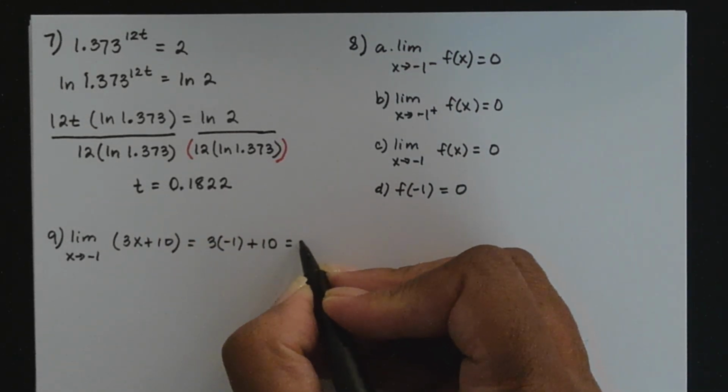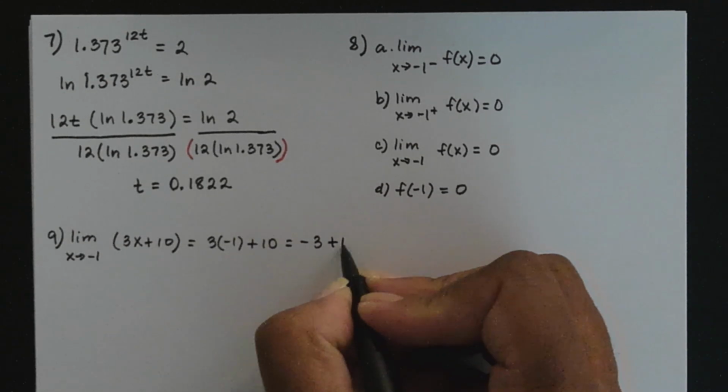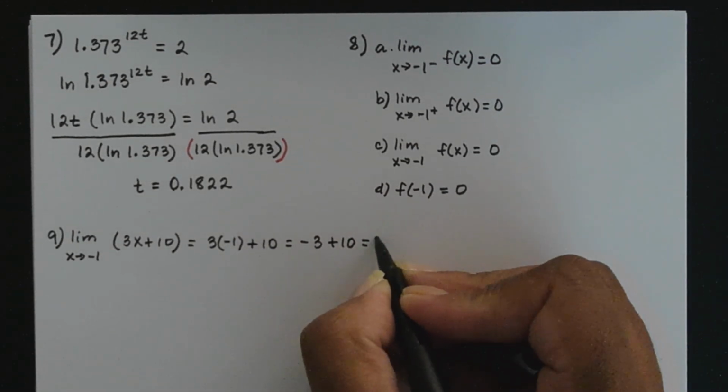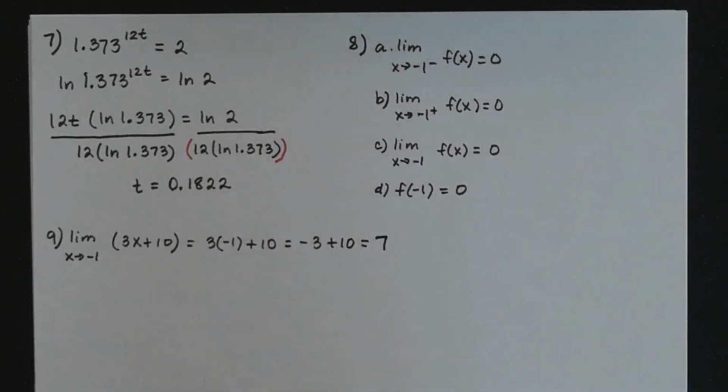And 3 times -1 is -3. And what's -3 plus 10? Should get 7. Okay. All right, questions on problem number 9.